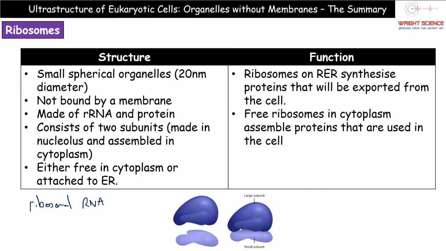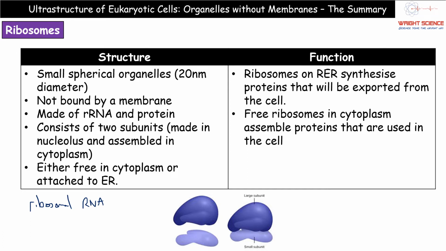Now what we have are actually two subunits. Those two subunits are going to be made in the nucleolus, and then they're assembled in the cytoplasm. So what we see happening is within the nucleolus, where we obviously find the RNA, then we're going to make those two individual subunits, the large one and the small one. They then get transported to the cytoplasm, where they're then put together to make the overall ribosome structure.